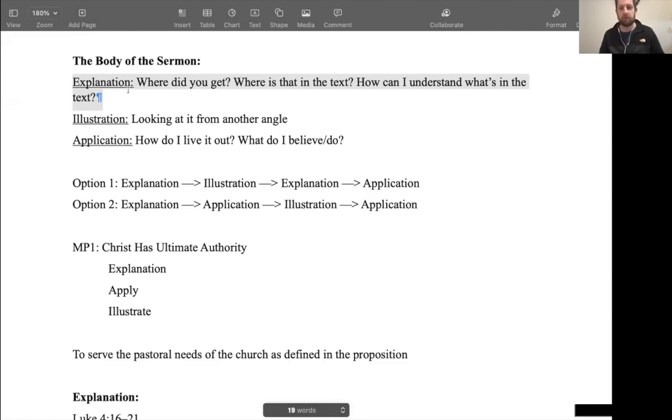So illustrations simply look at the idea from another angle. You simply ask, what's another way of saying that? Not an explanatory way, but that serves the explanatory purpose of the sermon, or serves the applicatory purpose of the sermon. So it seeks to, through stories, through pictures, through quotations, things like that, help make better connections between the text and the audience, or between the application and the audience.